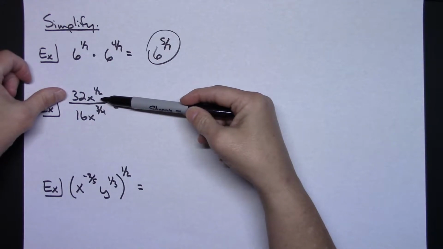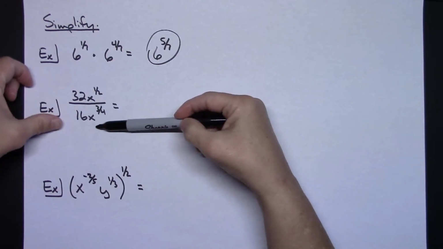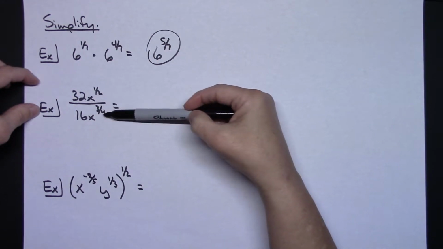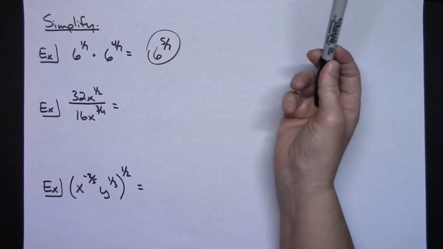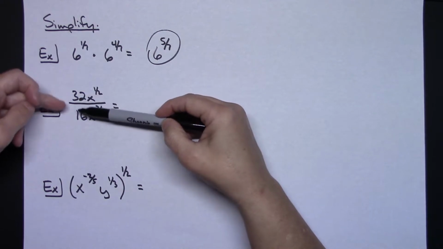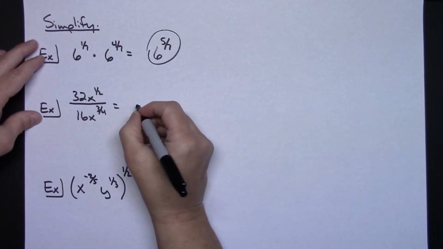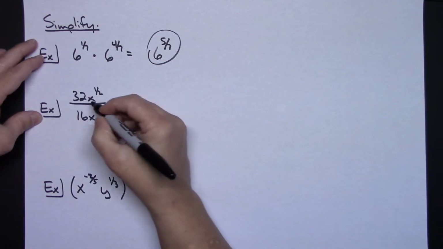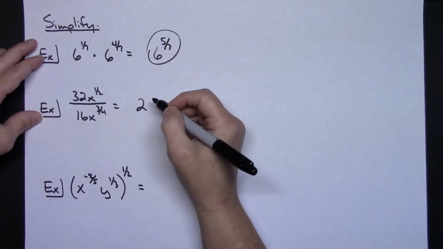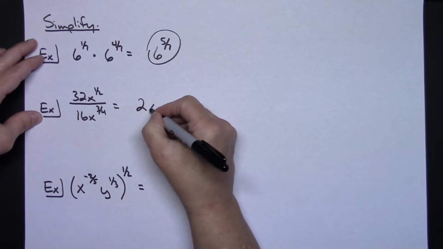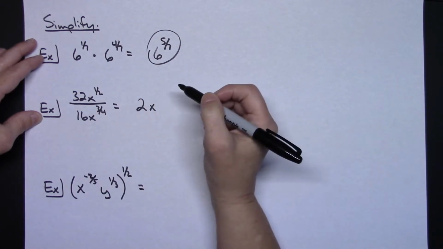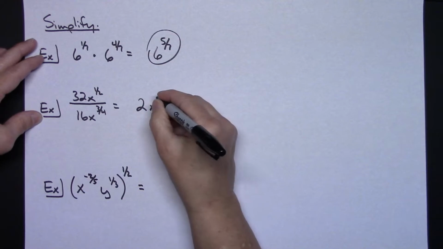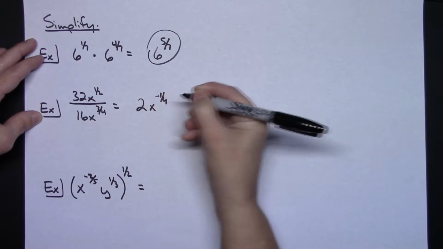Okay, now this one I am dividing like bases. So when we divide like bases, we subtract those exponents. Now those coefficients, we're going to treat just like regular numbers. So we're going to go 32 divided by 16. That's going to give me a 2. When I divide those like bases and subtract the exponents, I'm going to have the same base. 1/2 minus 3/4. You've got to do it in that order. That's going to give you a negative 1/4.